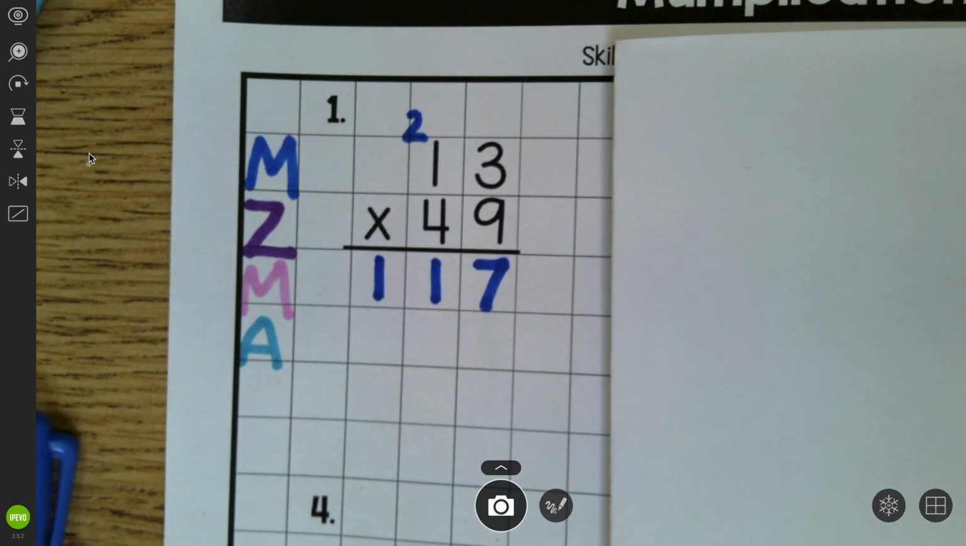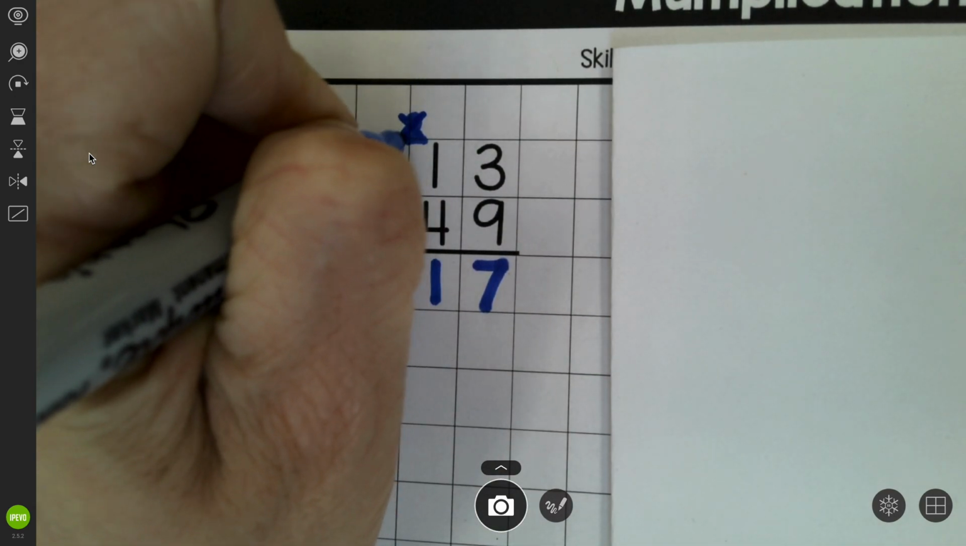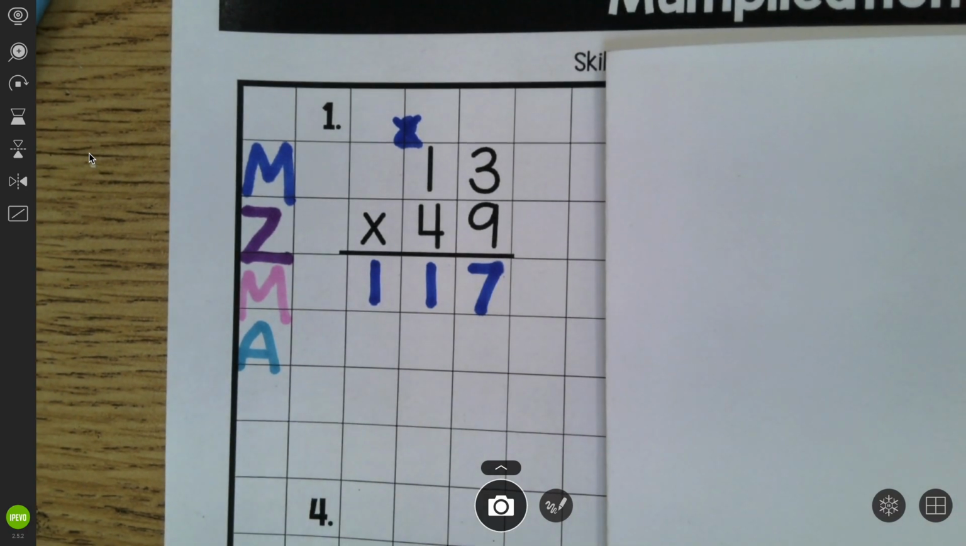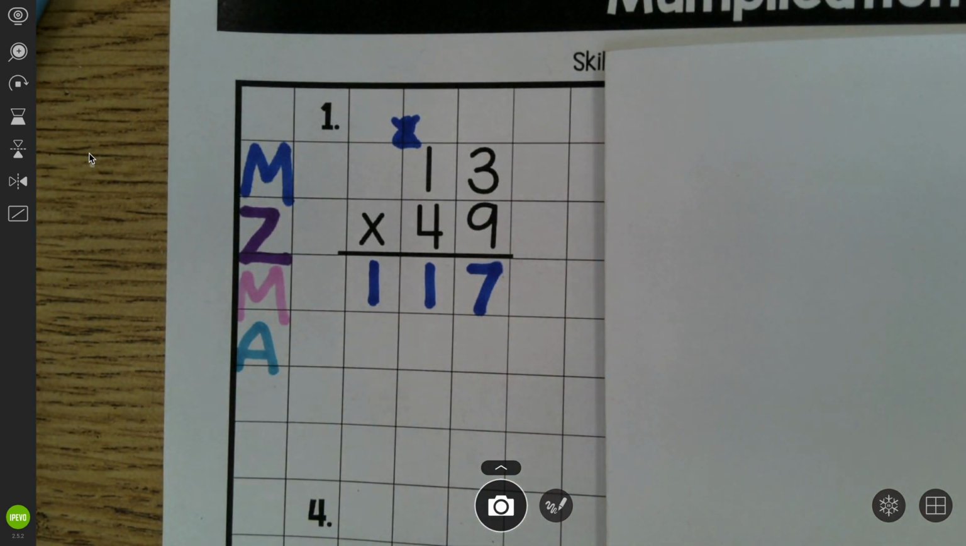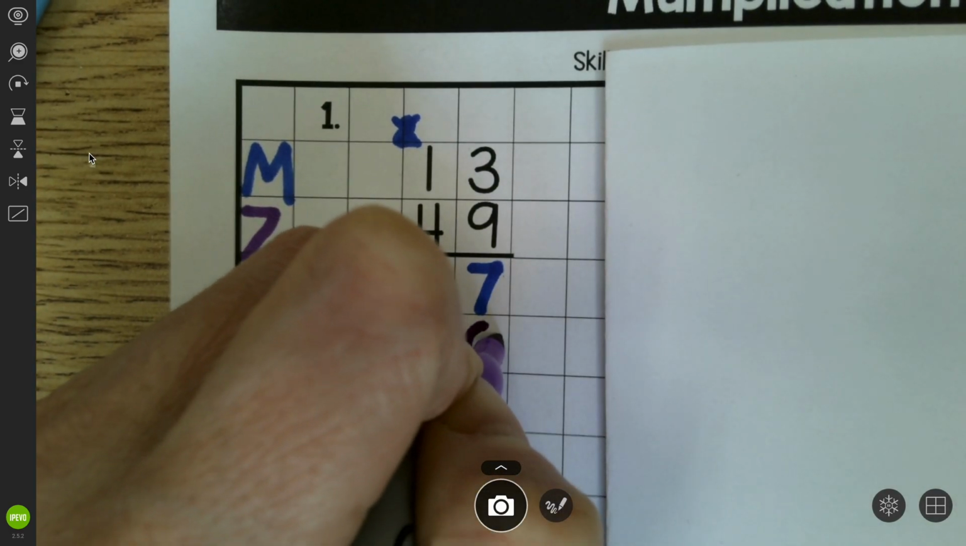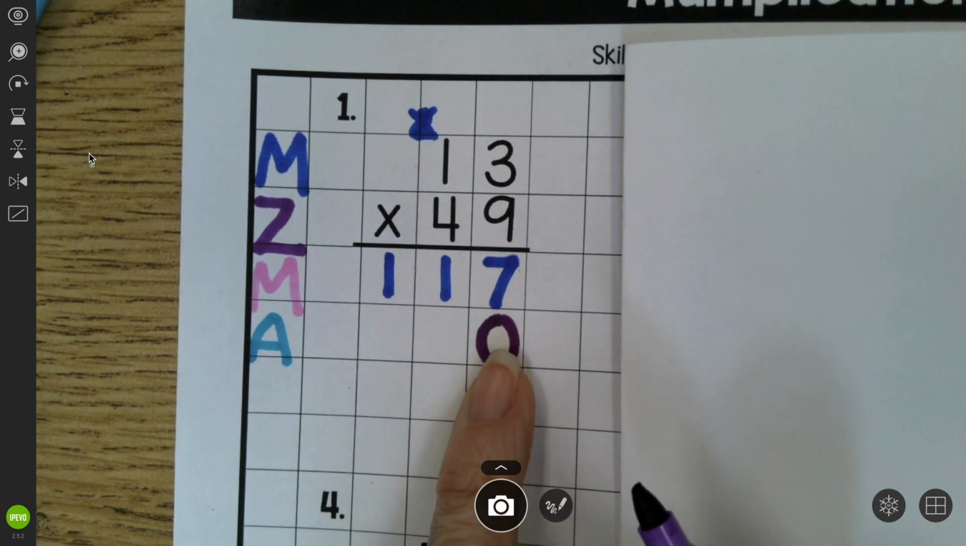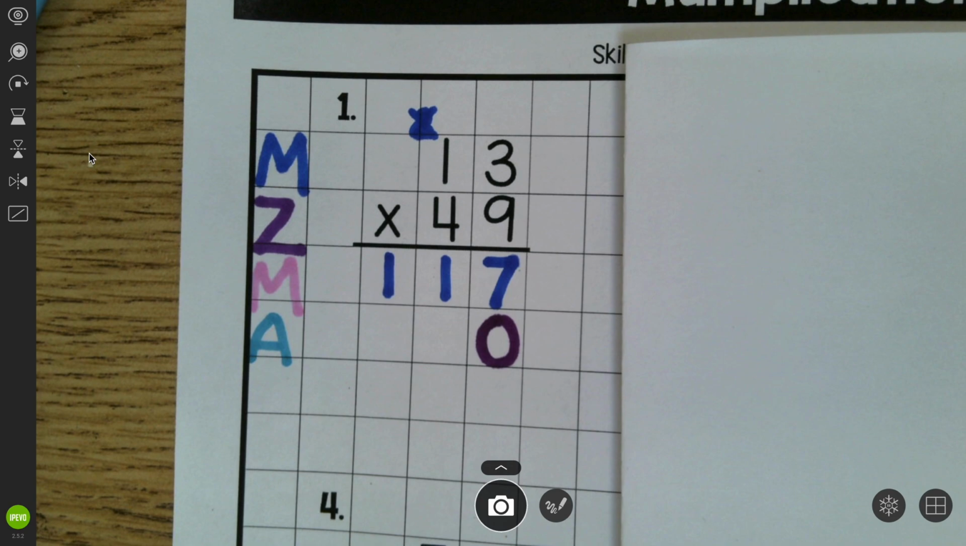Now, I am done with this 2. I always like to just exit out so I don't get confused, okay? We're done with it. It's over. Exit out. My next step, so we've multiplied, my next step is zoo, Z for 0. Now, I need to put a 0 in the ones place because I am now going to multiply in the tens place, okay? So the 0 goes in the ones because I've moved over to the tens place.